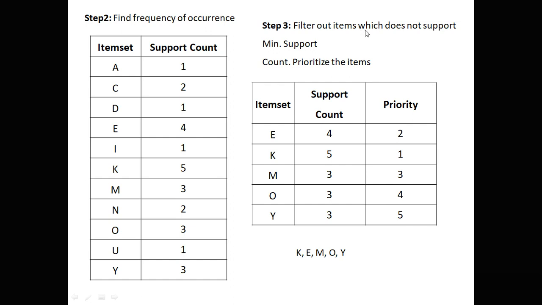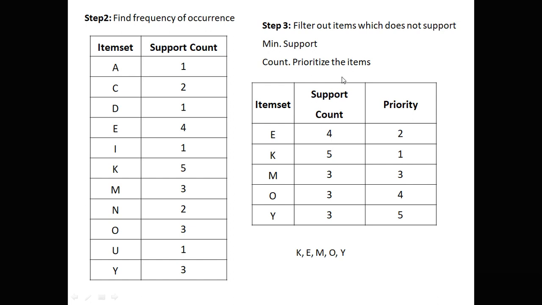Step 3: filter out the items which do not satisfy the minimum support. All items in step 2 are not taken into step 3; we filter out the items which do not satisfy the minimum support criteria. So A, C, D, I, N, U are excluded in step 3. The remaining items are E, K, M, O, Y with their respective support counts.